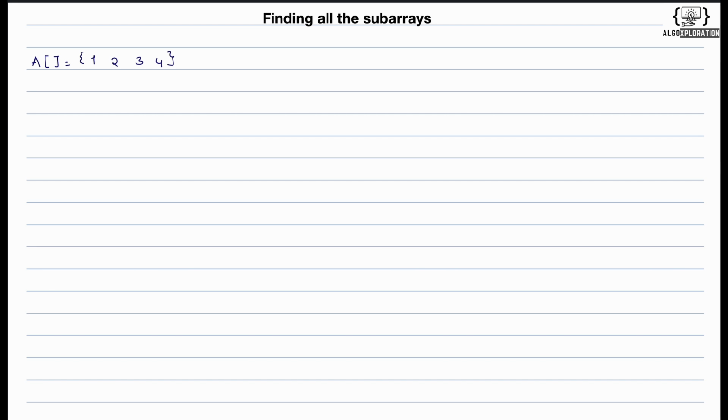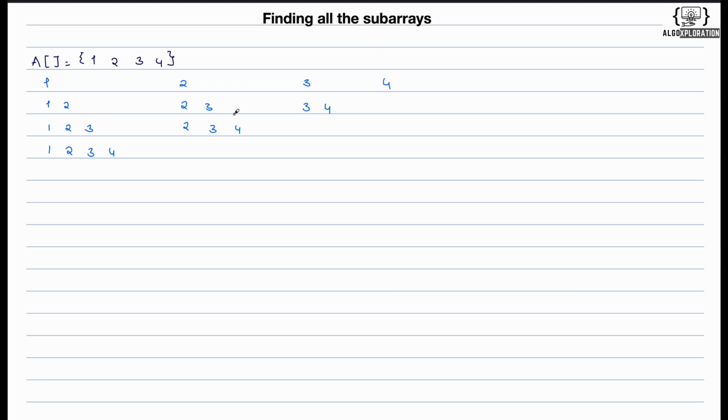Now, if you try to find the subarrays starting from 1, they can be 1; 1, 2; 1, 2, 3; and 1, 2, 3, 4. Now, if we think about starting with 2, it can be 2; then 2, 3; 2, 3, 4. Also, it can be 3 and 3, 4, and at last 4. So these are the subarrays.